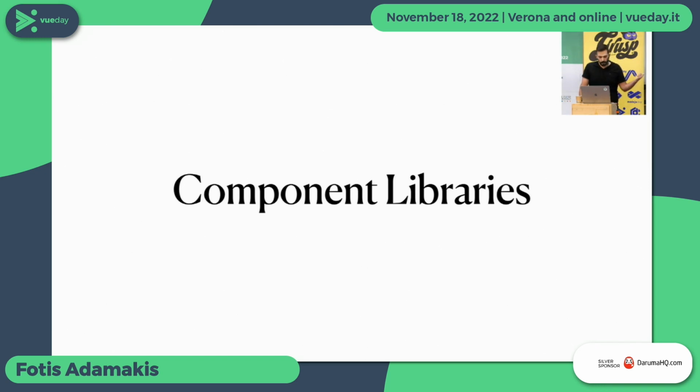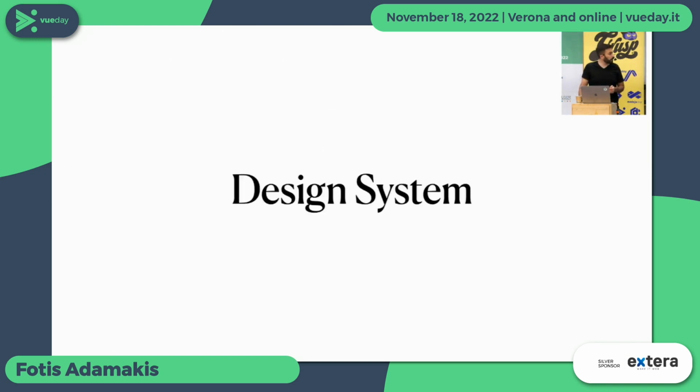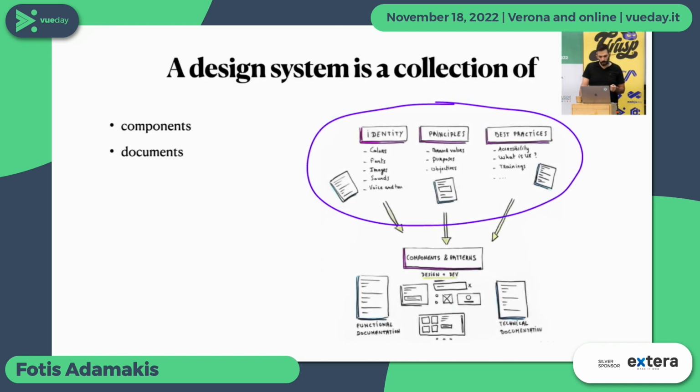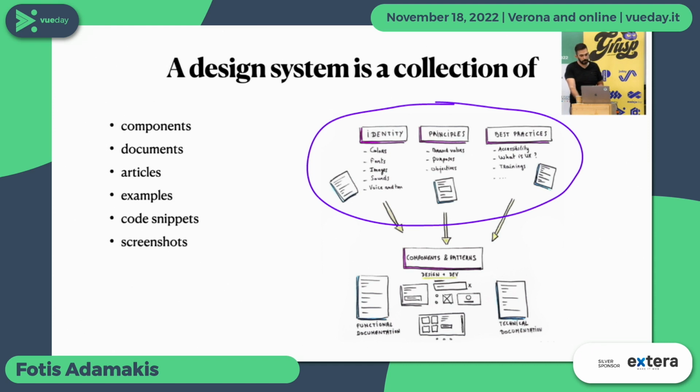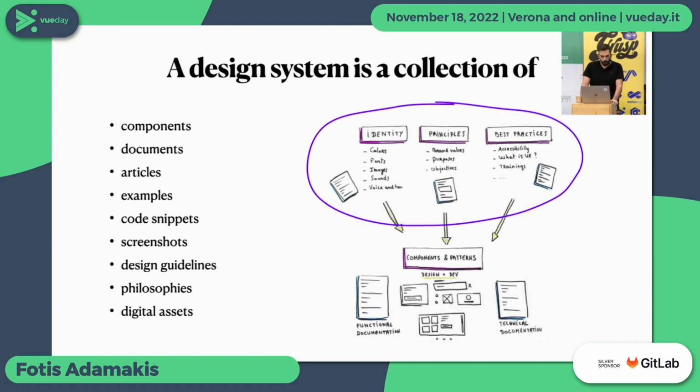And the component library can be part of something bigger like a design system. A design system is a collection of components, documents, articles, examples, code snippets, screenshots, design guidelines, philosophies, and other digital assets of a company. It's the source of all truth, a reference to ensure that everyone who works on the project is always on the same page.